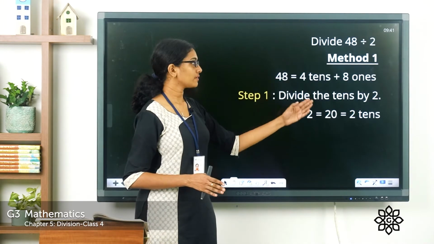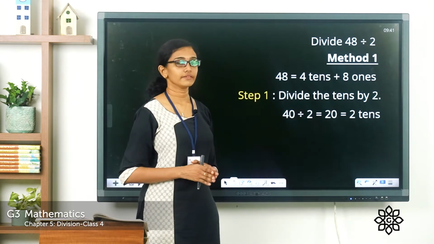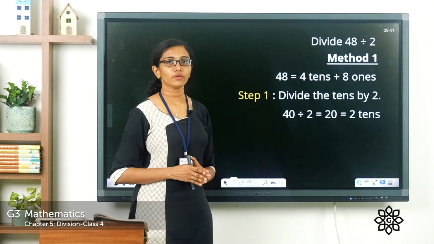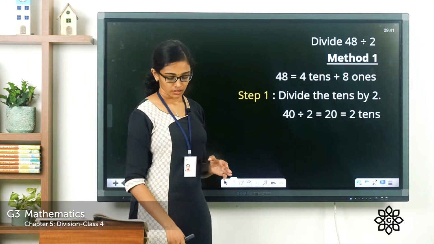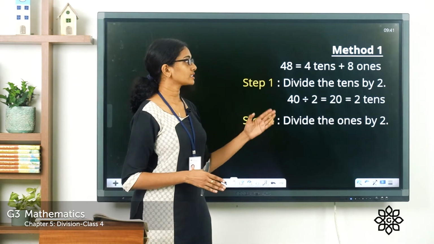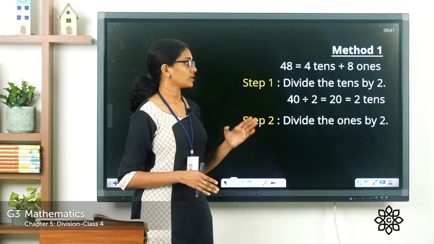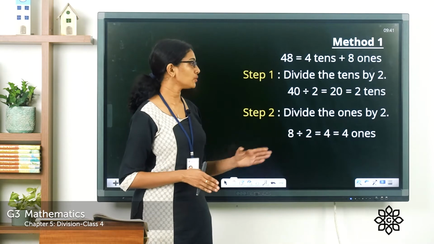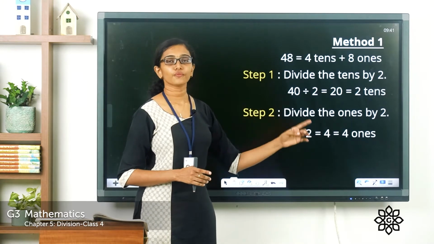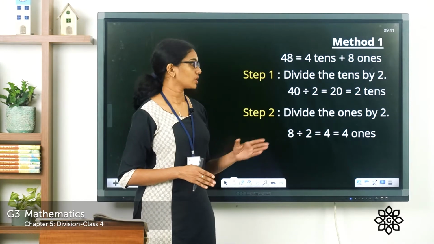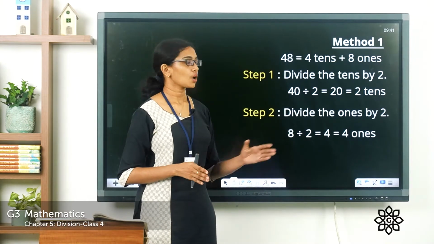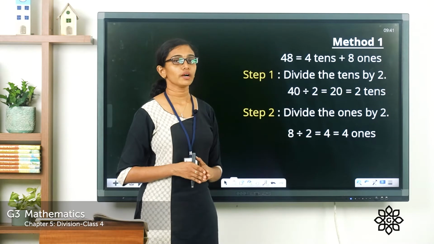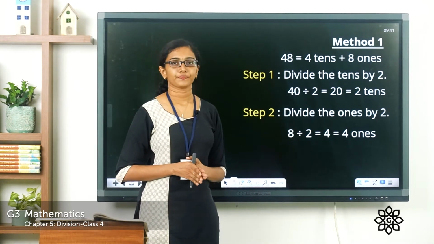Now that we have divided the tens by the divisor 2, let's proceed to the ones. How many ones do we have? We have 8 ones here. So now we are going to divide these ones by 2. Let's divide 8 ones by 2. What is 8 divided by 2? We know 2 into 4 is equal to 8. So 8 divided by 2 gives 4 as the answer. And 4 is equal to 4 into 1, or 4 ones.